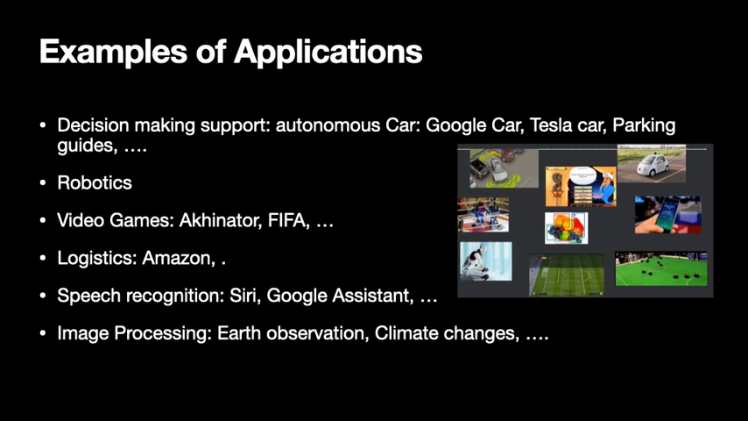We also have speech recognition. You can have Siri, Google Assistant, and so on. These techniques are mainly based on neural networks, because it's machine learning, and you also have fuzzy logic in this type of technique. You have image processing, very used in Earth observation, climate change, etc. We also have a lot of applications in robotics.